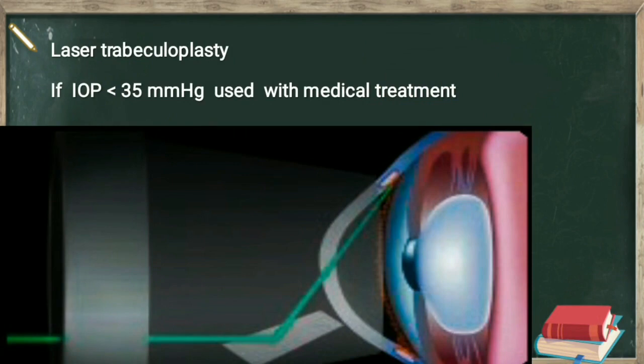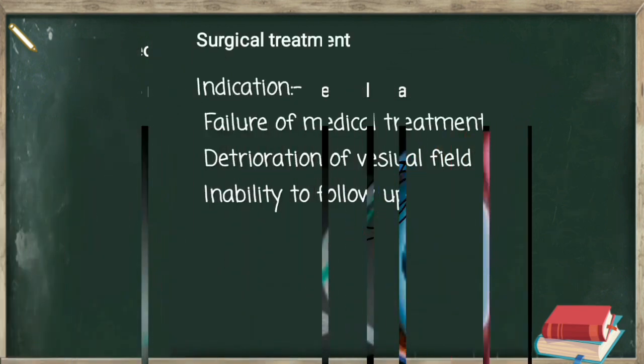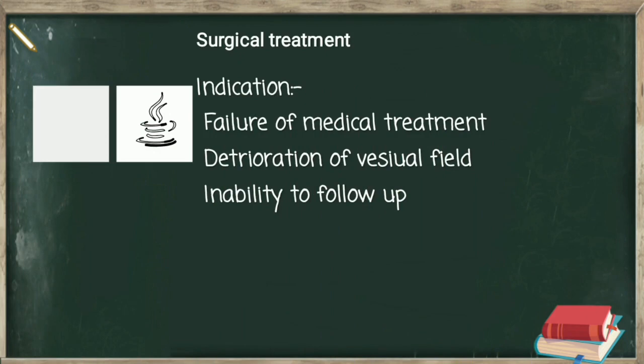Laser trabeculoplasty may be used with medical treatment if the intraocular pressure is less than 35 mm mercury. The idea of this is to decrease the resistance of the trabecular meshwork to the aqueous humor flow. Surgical intervention indications are failure of medical treatment, deterioration of visual field, or inability to follow up. The patient cannot become regular with the follow-up.